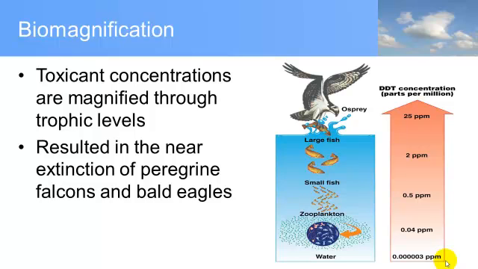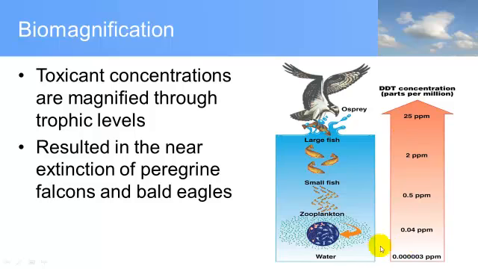So what starts as a very low, insignificant concentration here in the water solution, 0.0000003 parts per million, gets absorbed by the zooplankton, who then have a concentration in their bodies of 0.04 parts per million. That can lead to them getting eaten by the small fish, who now have a concentration of 0.5 parts per million in their bodies. The larger fish who eat the small fish now have 2 parts per million, and the osprey can have as much as 25 parts per million in its tissues as a result of this.